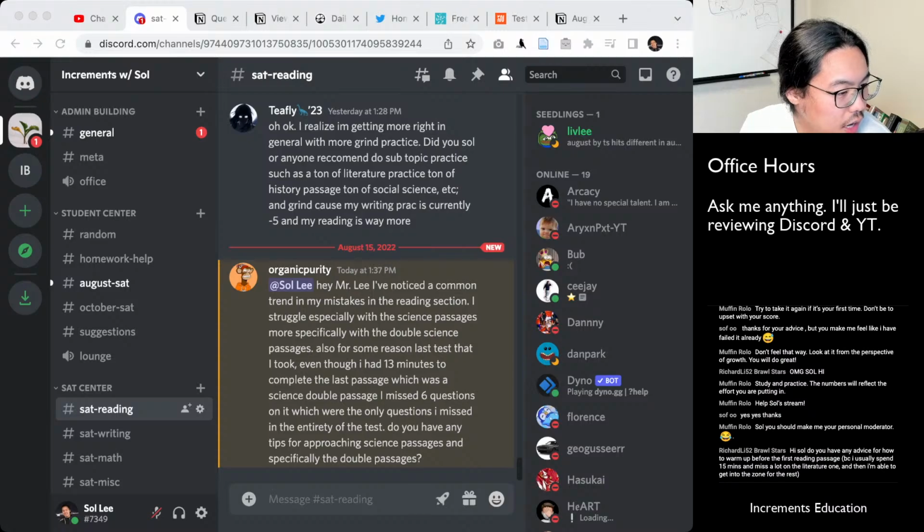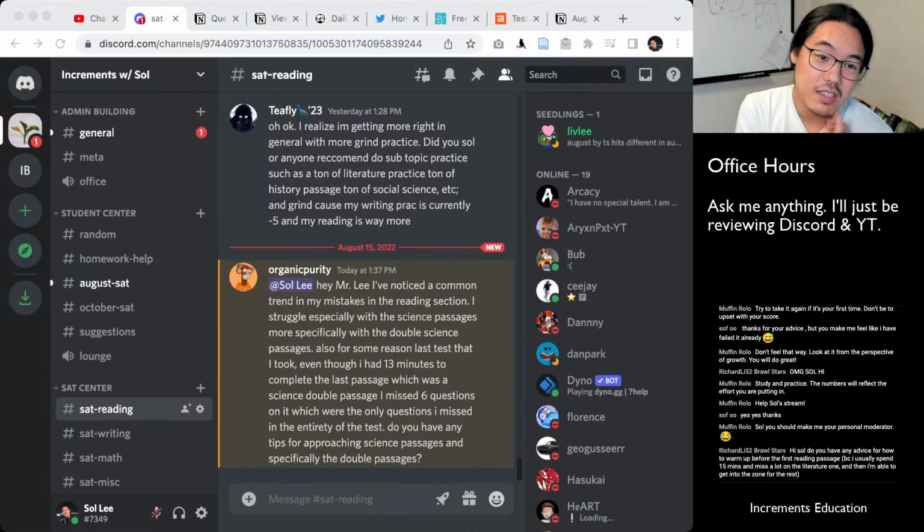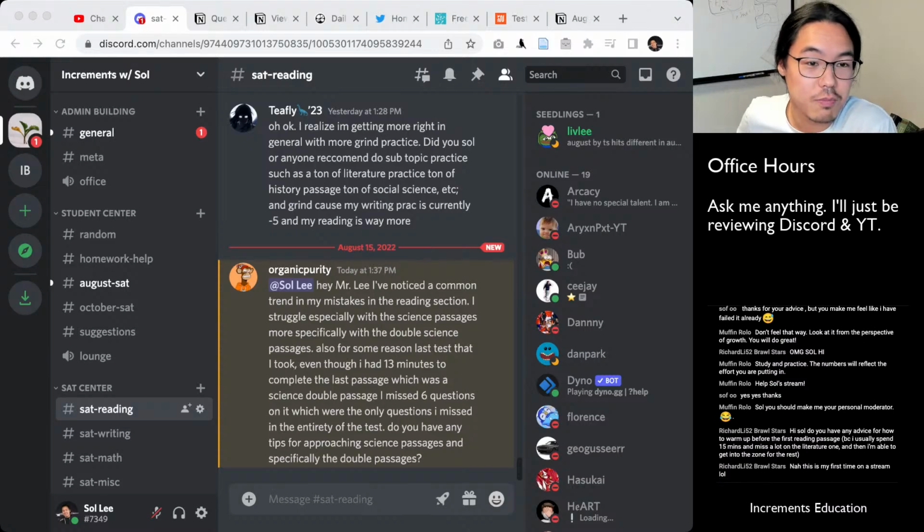Do I have advice for how to warm up before the first reading passage? Richard, if you haven't ever tried this, you might want to just change the order. So if you're good on science passages generally, and they feel more comfortable for you, just try starting with the second passage first, and then going back to literature. Maybe leave the literature for number 4 or number 5 or whatever feels comfortable for you. But try switching it up.